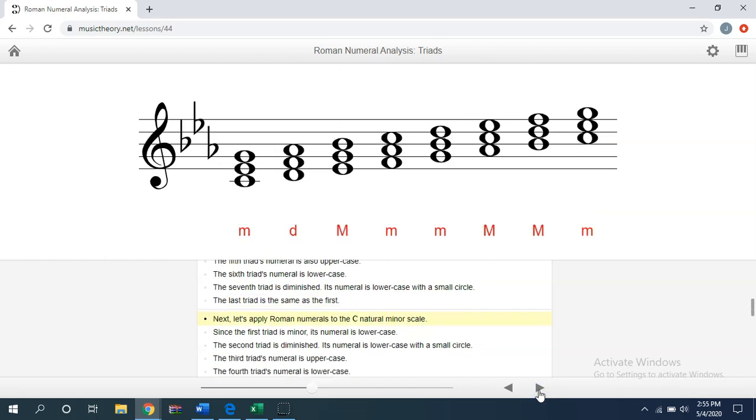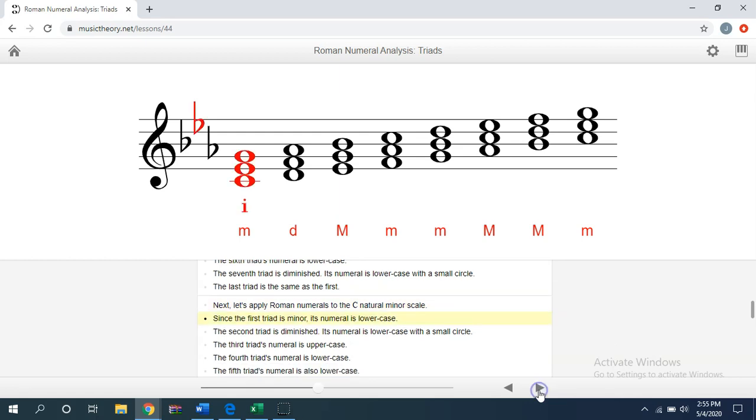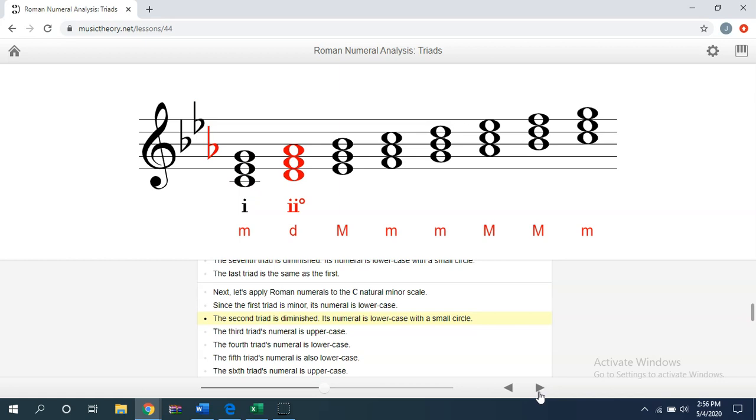Okay, let's take a look though with C natural minor, with a minor scale. As you notice, the order of whole steps and half steps stays the same. It's just shifted slightly. So the first triad is minor because it's a minor scale. The second one is going to be a diminished chord. So it's lowercase with the degree sign.